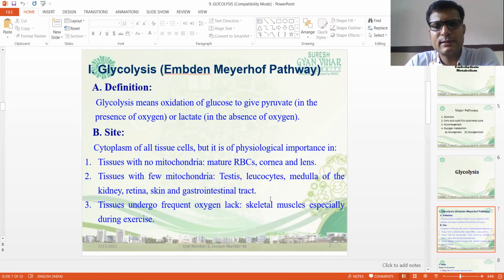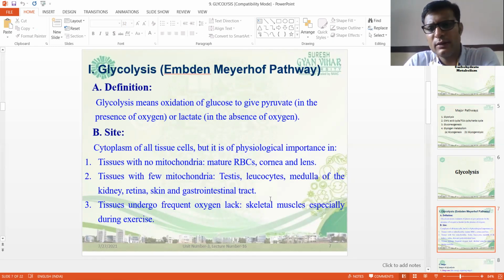In your examination, the examiner may ask you to write about glycolysis by another name. The other name for glycolysis is the Embden-Meyerhof pathway. This is named after the biochemists who worked out glycolysis.